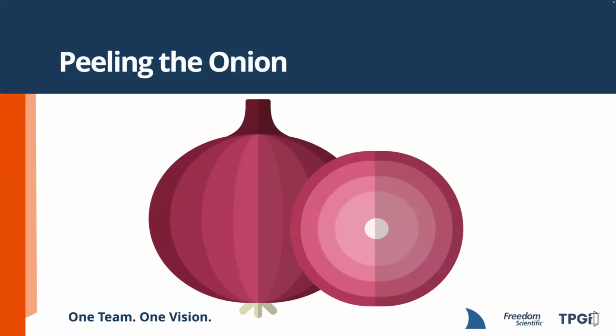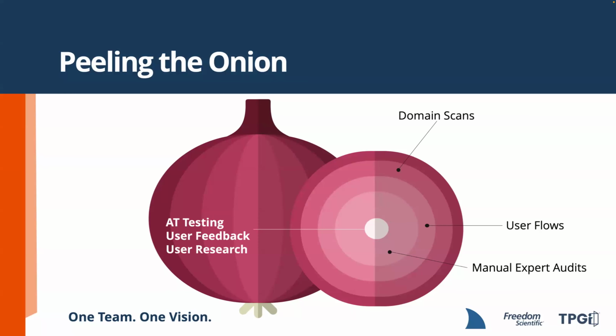So this is a graphic I like to share a lot, the testing onion, if you like, of different types of testing that you can do and the different layers to those testing. So that outermost layer of the onion are domain scans or website scans. That's your high level view, which you can do with products like our ARC platform across thousands or 10,000 pages or more if needs be.